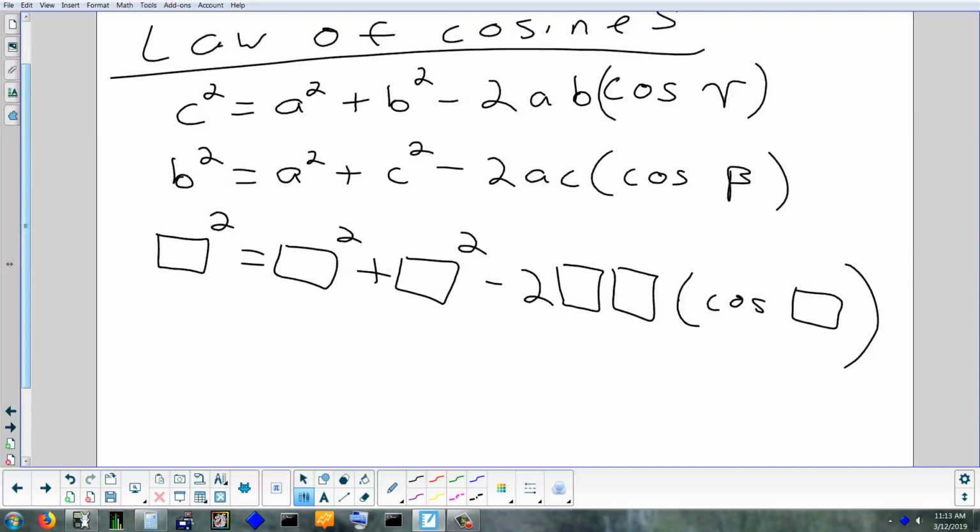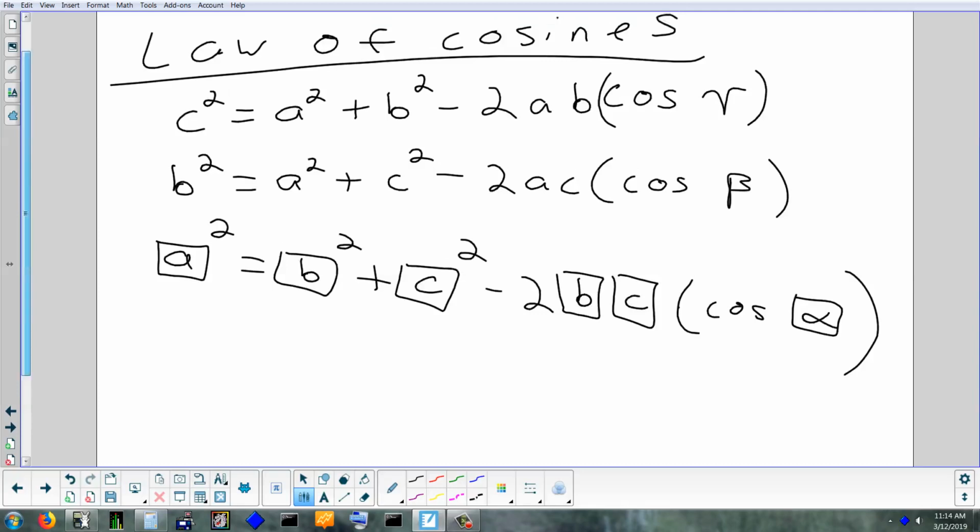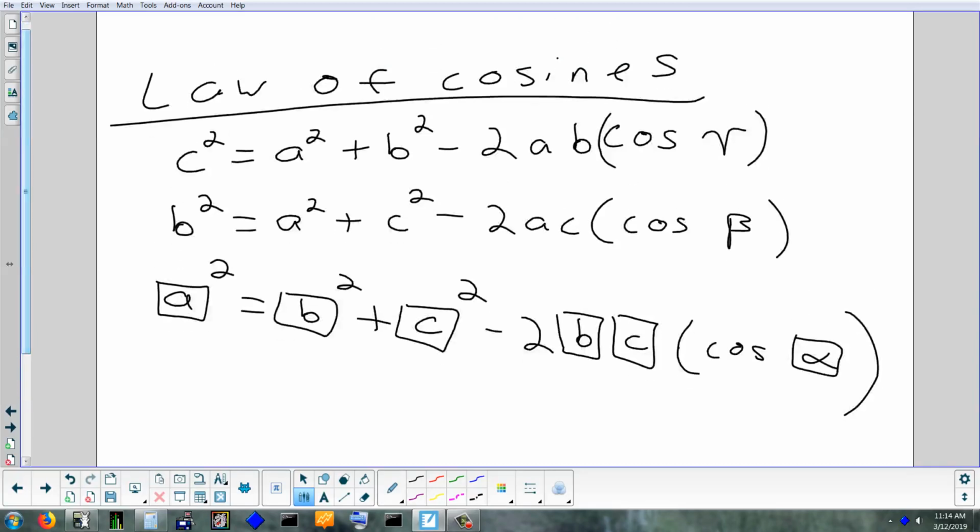So let's fill it in for the version that begins with a squared. What would go in these 2 boxes? B, C. These 2 boxes? B and C again. So it's like you put in the same letters. And then in the last box, alpha. So you don't really have to remember all the different versions, just remember the pattern that I showed you with the boxes. Okay? And that's the law of cosines.